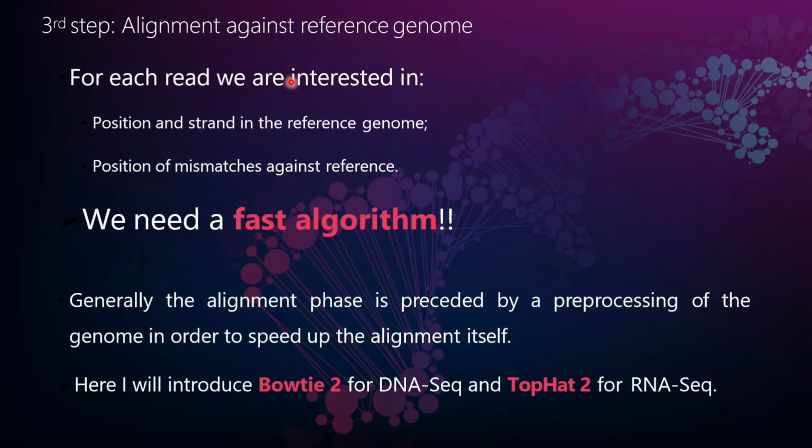For each read, in our section, what we need is just the position and strand in the reference genome. We need the position of mismatches against the genome. So we need a fast algorithm. Generally, the alignment phase is preceded by pre-processing of the genome in order to speed up the alignment process.